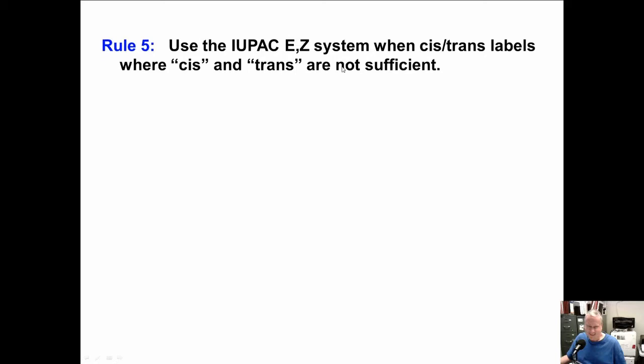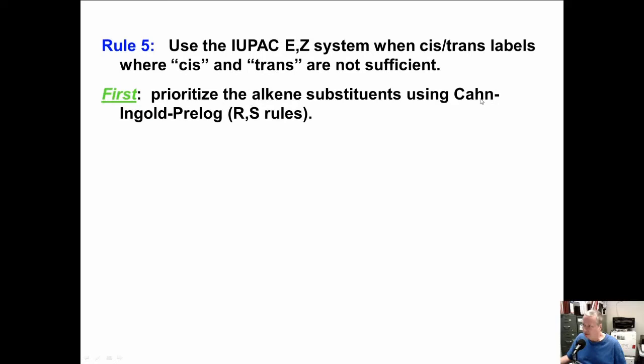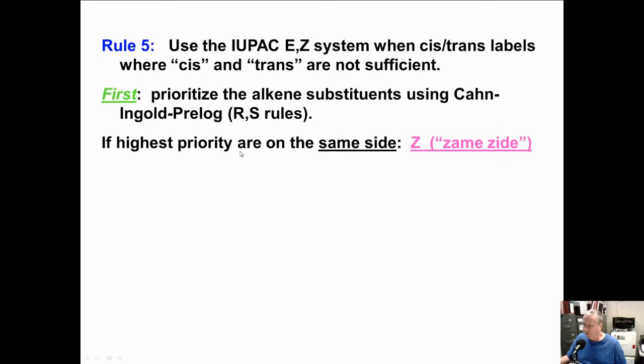All right, so prioritize the alkene substituents using Cahn-Ingold-Prelog. Remember that? That was what you used for R/S. We had 4 priorities, like A, B, C, and D on a chiral carbon, right? Prioritize the alkene substituents. My trick, though, is that I'm going to prioritize one side of the alkene, and I'm going to prioritize the other side of the alkene separately. We'll show an example, so just hang in there a sec.